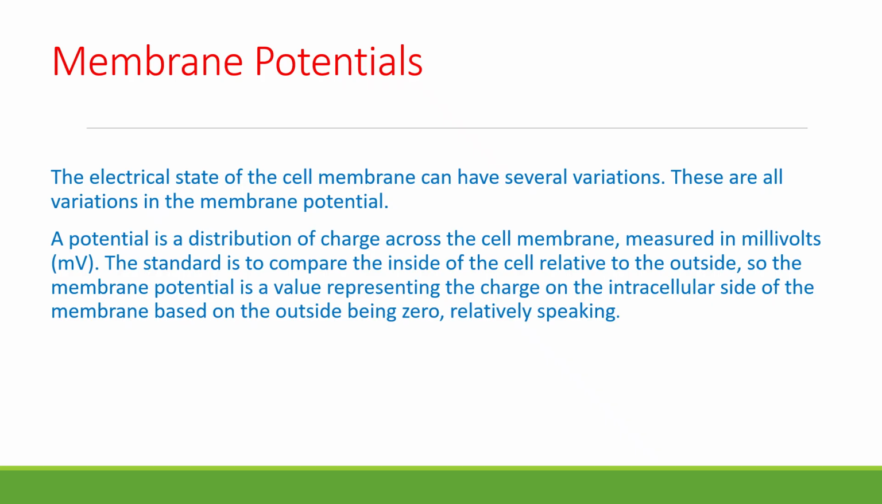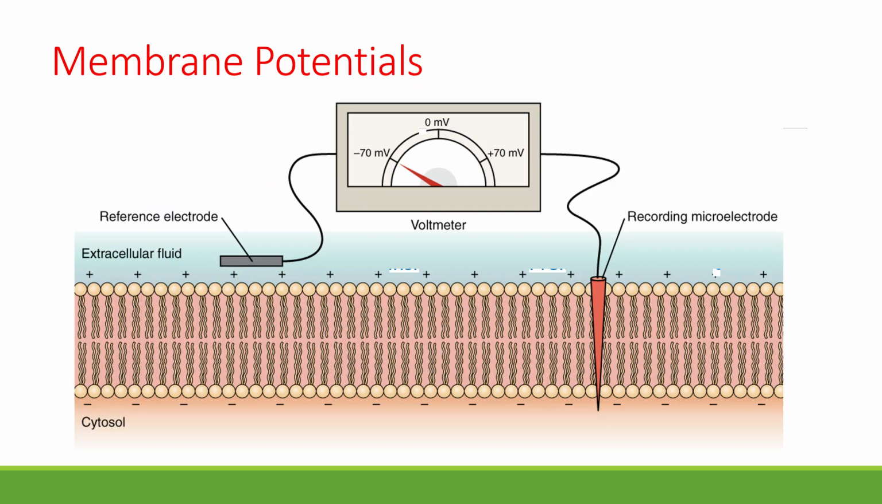The standard is to compare the inside of the cell relative to the outside, so the membrane potential is a value that represents the charge on the intracellular side of the membrane, with the outside being zero, relatively speaking. So we measure this with a little voltmeter, and that's what they're showing you there. We could take our little teeny tiny probe and put it into our cell membrane. We could measure, and we would see at rest the cell is more negative on the inside than the outside, and that's what they're showing you with the plus signs and the negative signs.